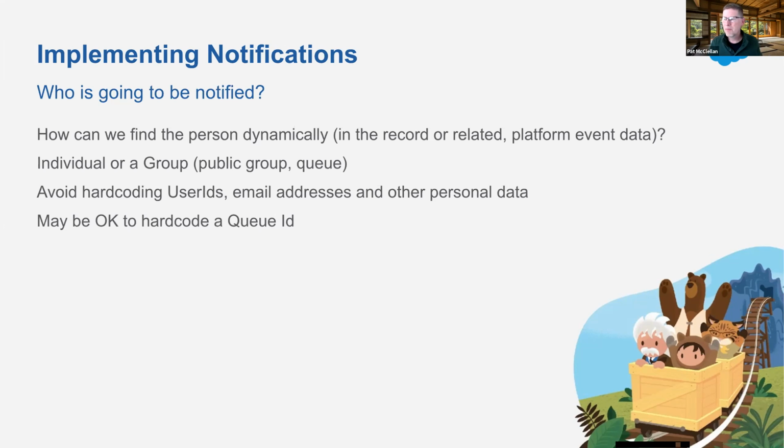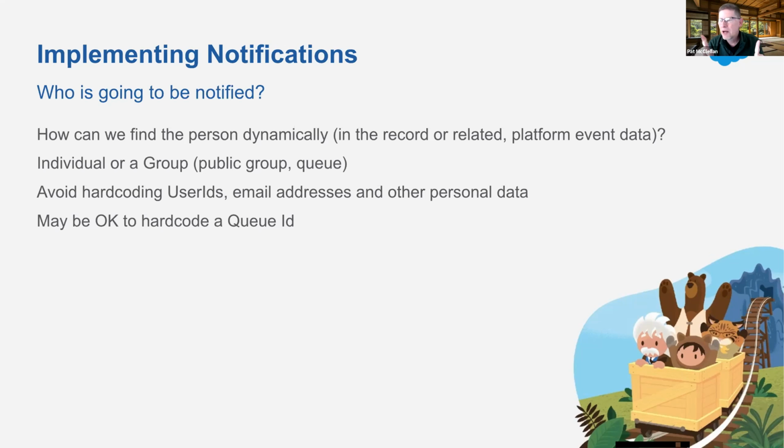And when you set up a process builder or a flow to send a notification, you do not want to hard code user IDs in there or specific email addresses or other personal data like phone numbers. You don't want to put that into your process or flow because guess what? Things change. Those people leave, other people come in and take over the roles, and you don't want to have to go back and recode all of those every time something changes because frankly, you'll forget.